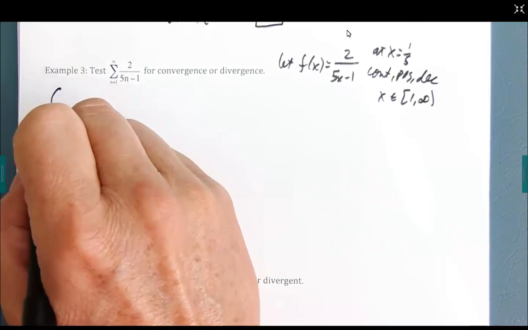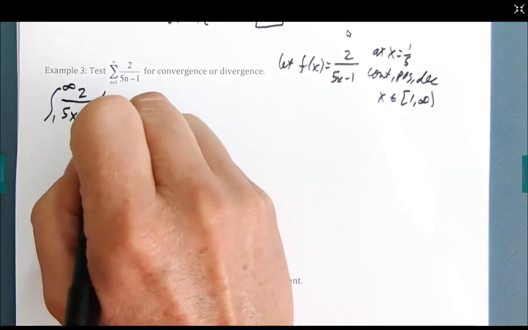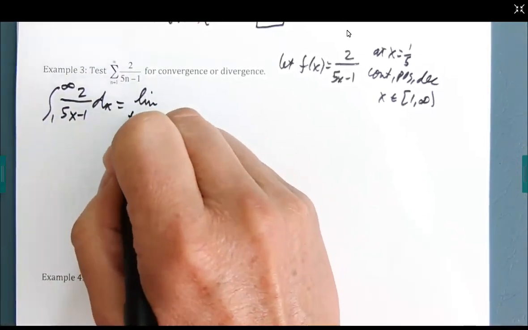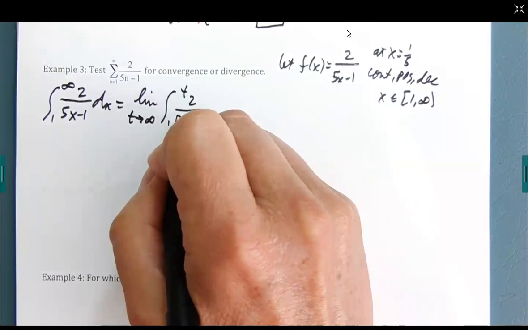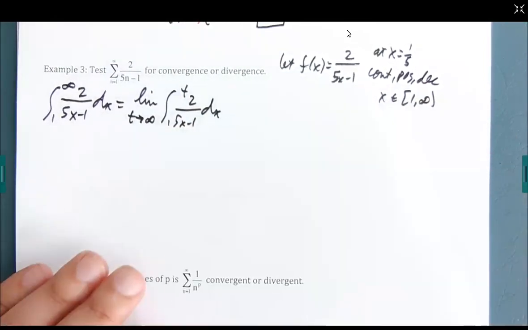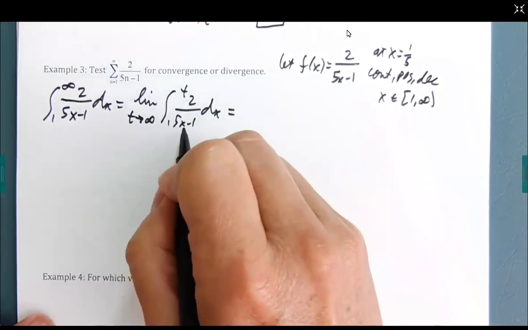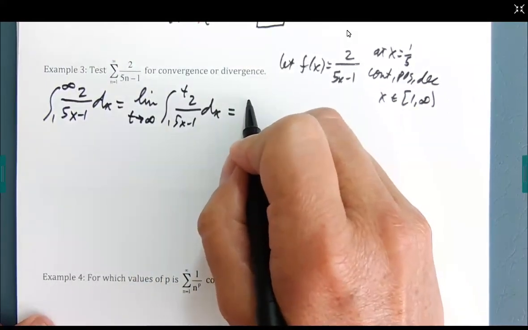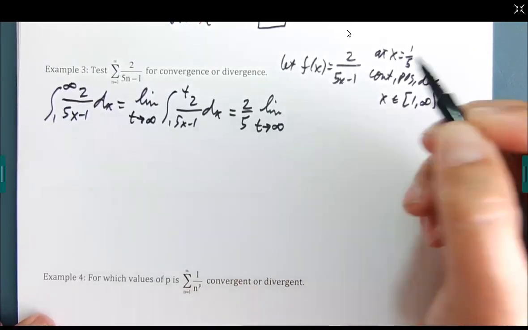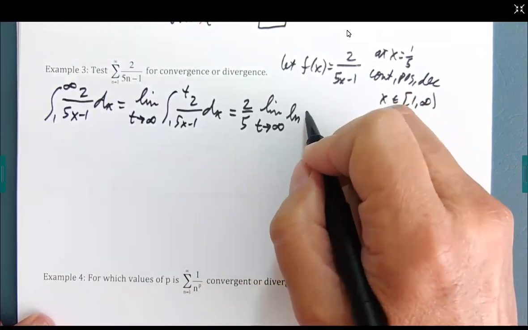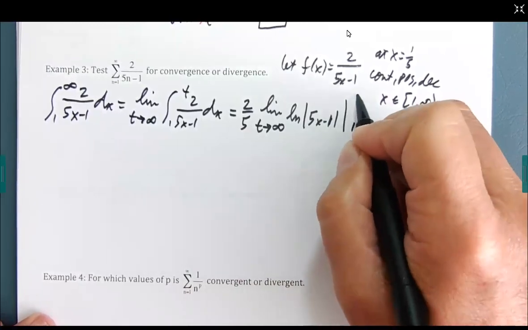So let's do this. From 1 to infinity, 2 over 5x minus 1 dx. And I'm going to go ahead and pull the 2 out. And when we integrate that, we're going to get an extra 5 in the denominator. So that's going to actually be 2/5. If you want to do a u substitution to see where that comes from, that's fine. That's going to give me ln 5x minus 1 from 1 to t.